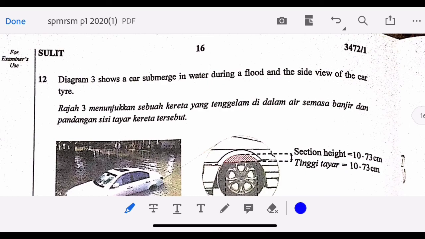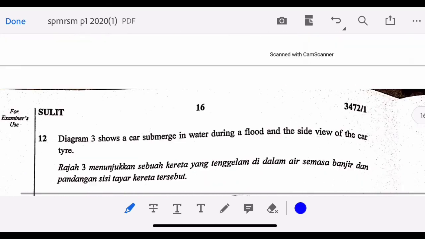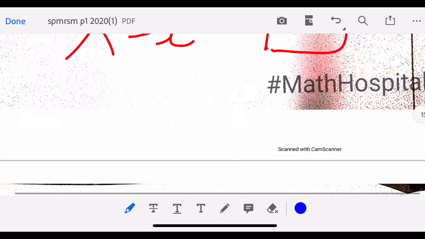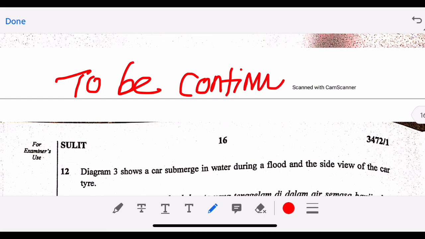So how about question number 12? We will continue in the next video sharing, due to the noise. I will continue discussing from question number 12 onwards.